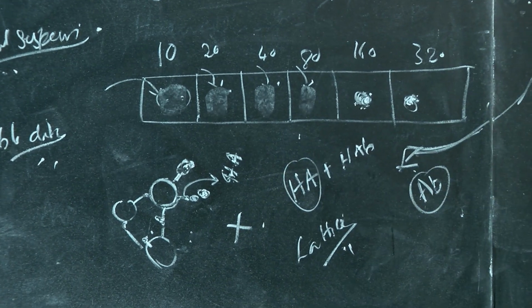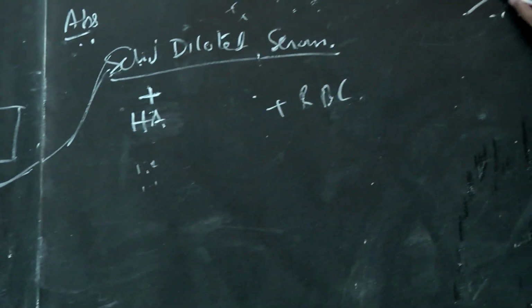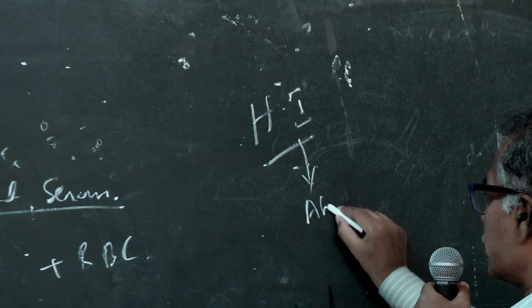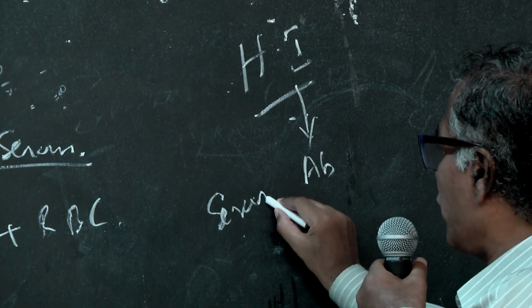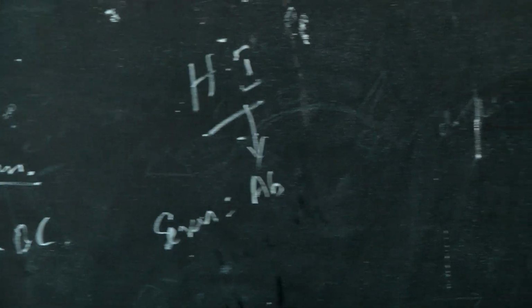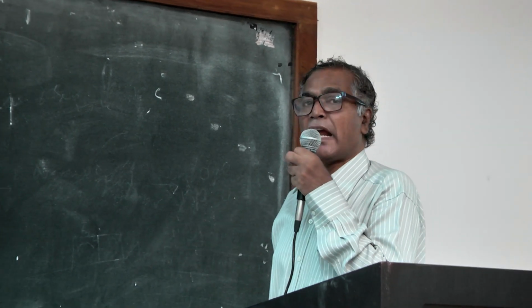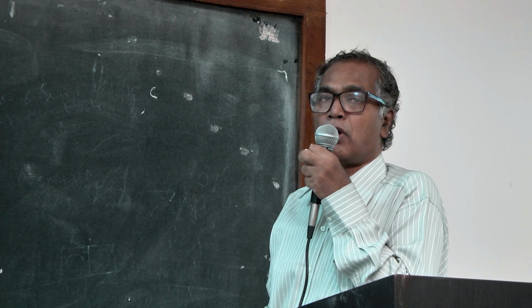So if the influenza infection occurs in the body, antibodies are formed. That is, the serum will have antibodies. So what is the function of antibodies? These antibodies neutralize or mix with the antigen and form an antigen antibody complex, so that the antigen will not be available for combination with the RBC.